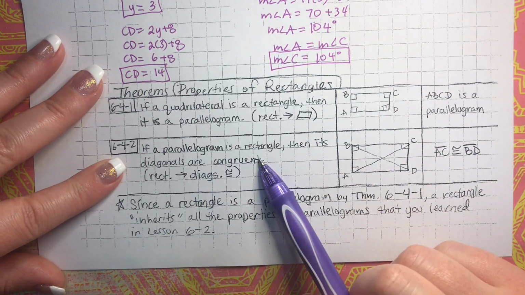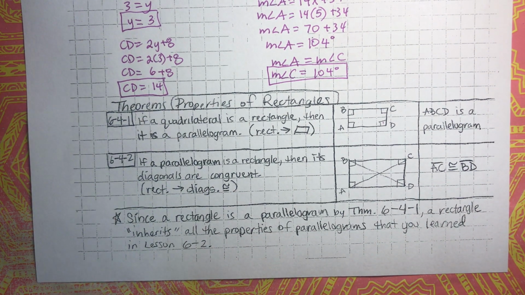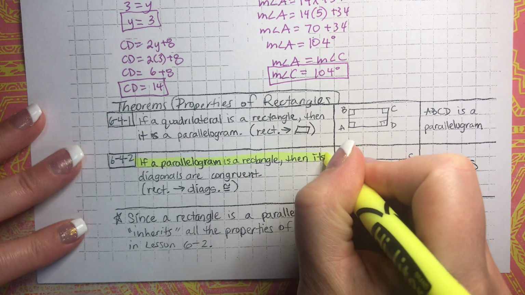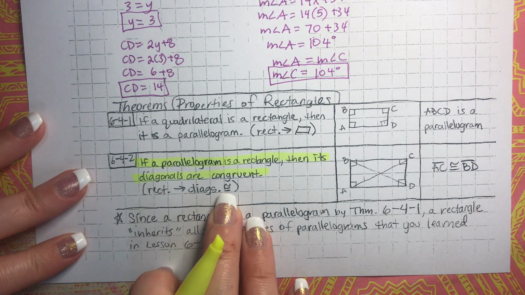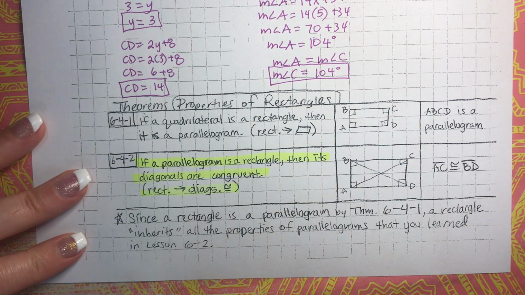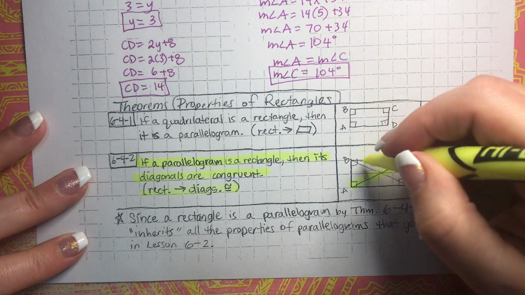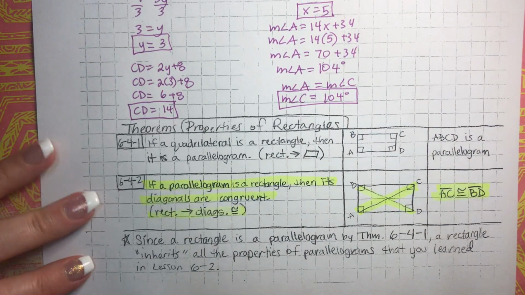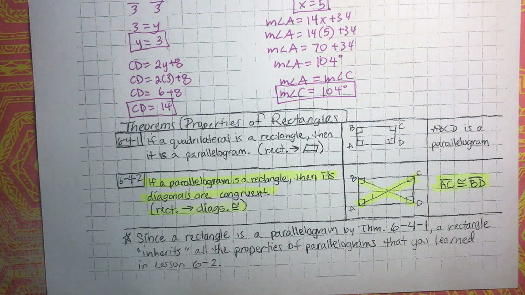It says if a parallelogram is a rectangle, then its diagonals are congruent. Ooh, this is a new one. So if it's a rectangle, diagonals are congruent. That's kind of fun. So here, AC would be congruent to BD if it's a rectangle. That's not the case with parallelograms, but if it's a rectangle, the diagonals are congruent.